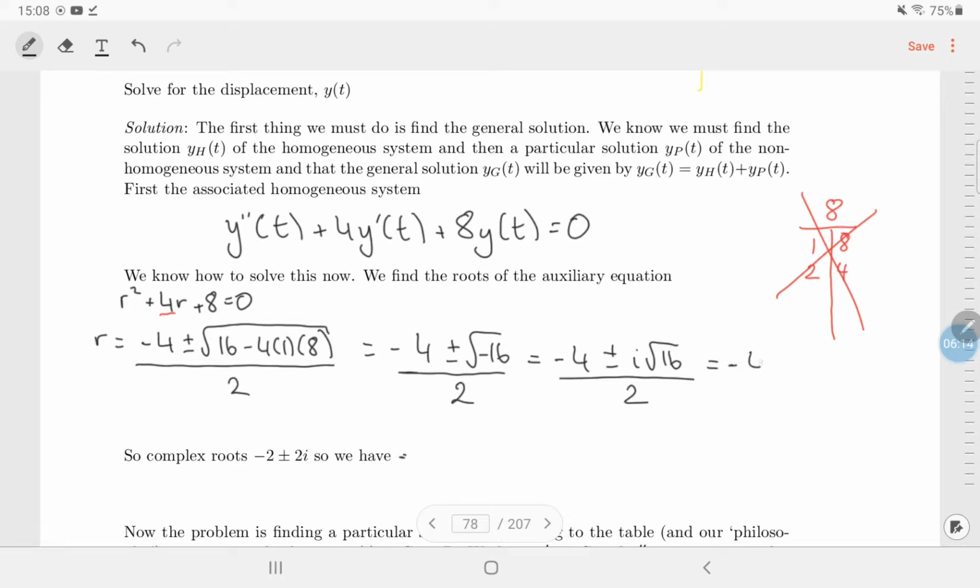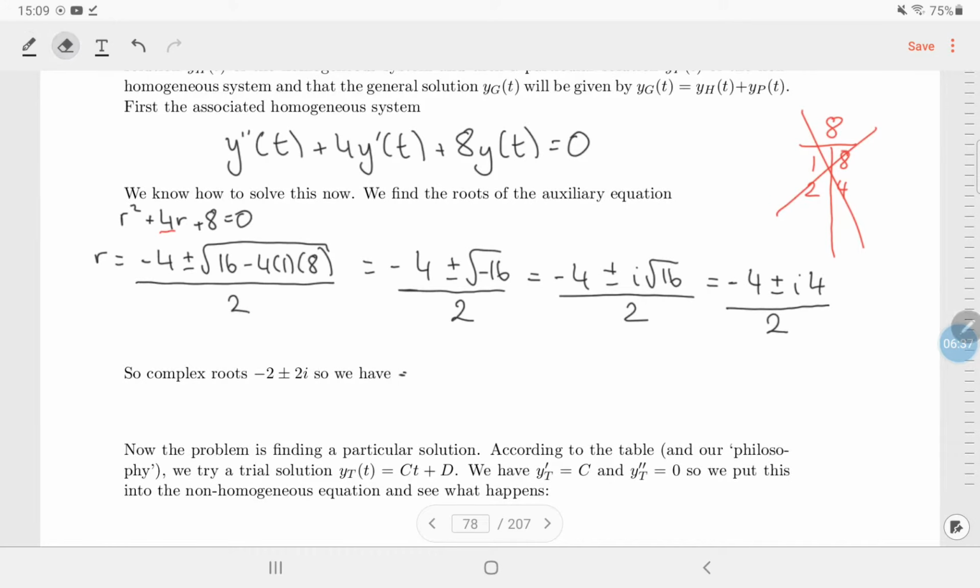So I have minus 4 plus or minus 4i, divided by 2. And so it's minus 4 over 2, which is minus 2, plus or minus 4i over 2, which is 2i. So it's minus 2 plus or minus 2i.